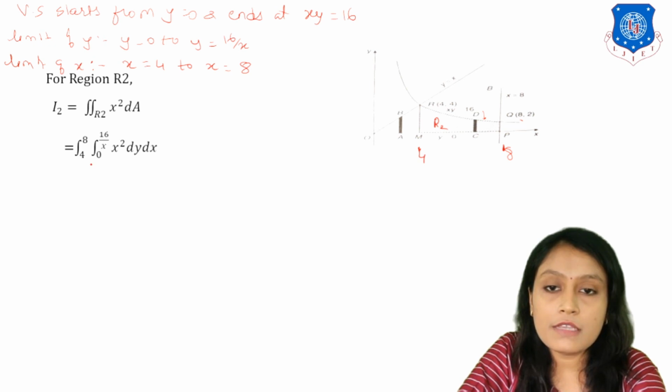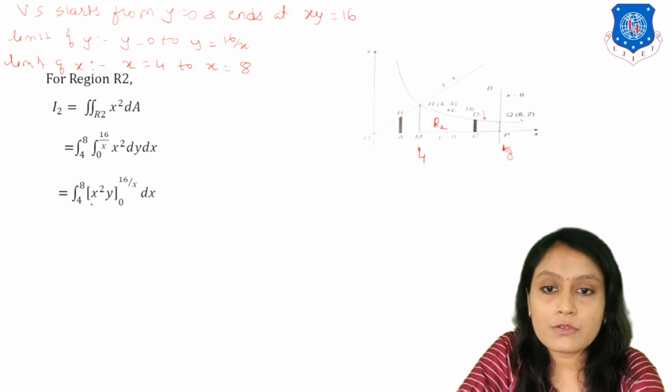Okay, so firstly we will integrate with respect to y, keeping x constant. So we have this integration 4 to 8 as it is, this dx as it is, x square as it is, integration 1 dy, that is y, and the limit is 0 to 16 upon x. Substitute the limit, so you will get integration 4 to 8 16x dx, right?